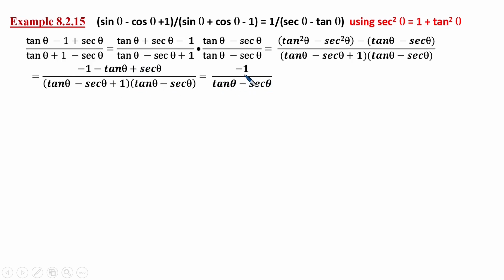And since this is minus 1, I multiply by minus here and again multiply by minus, minus into minus is plus. So this will become minus tan theta, here is minus tan theta and plus sec theta. So sec theta minus tan theta.